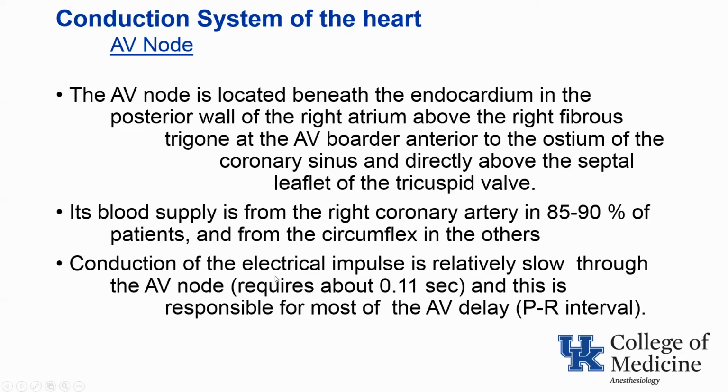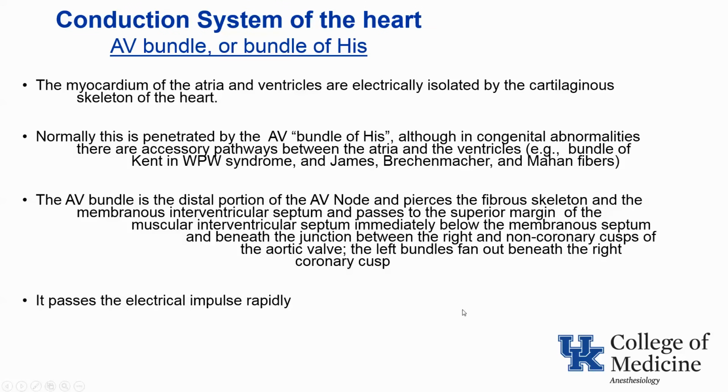The conduction of electrical impulse is relatively slow through the proximal portion of the AV node and requires about 0.11 of a second, and this is responsible for most of the AV delay, the so-called PR interval. The myocardium of the atrium and the ventricles are electrically isolated from one another by the cartilages, or skeleton of the heart, and the only way for the conduction to pass is through special pathways.